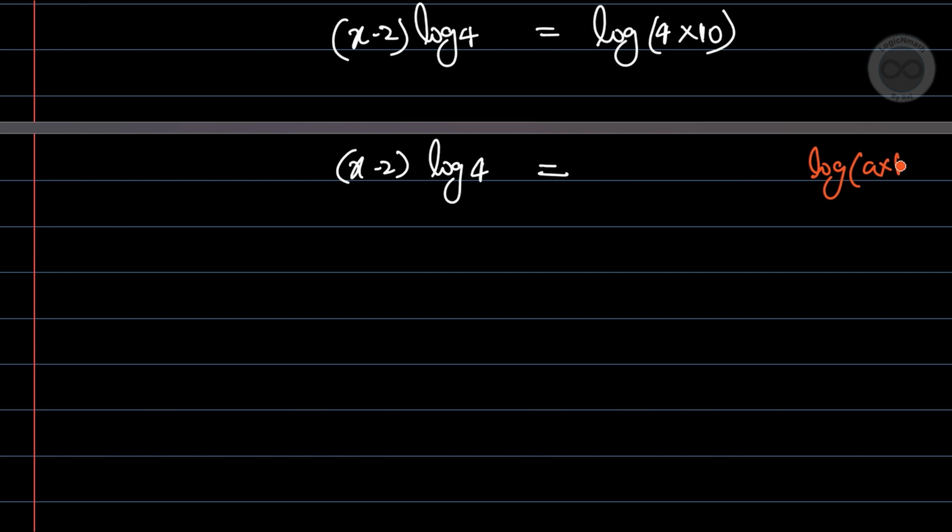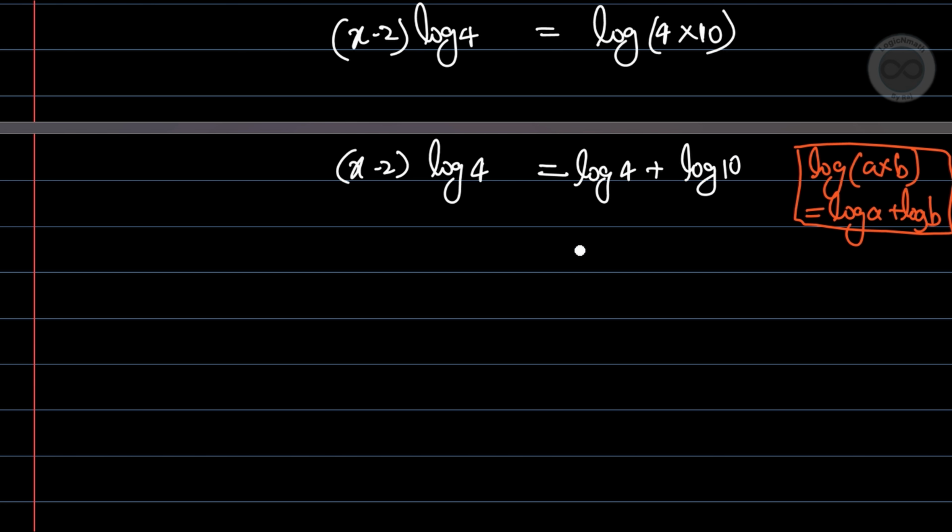Now, we know the property of logarithm, that is log of a cross b is the same as log of a plus log of b. So we are going to separate this 4 cross 10. It becomes log of 4 plus log of 10. Now the question arises, why have we come to the conclusion that we need to separate this? Because we want to divide both sides by log 4.